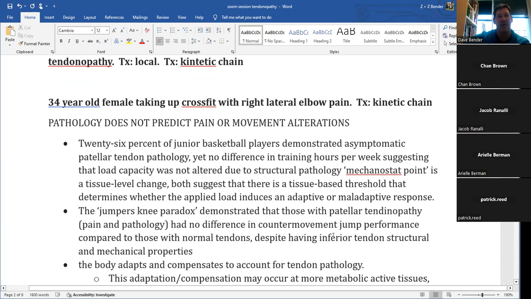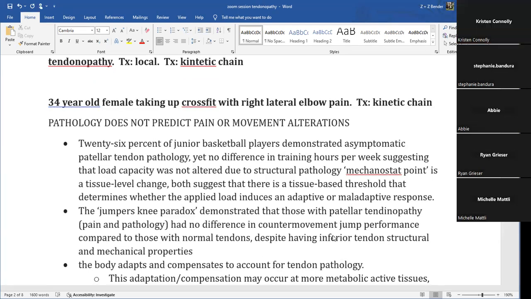Complicating all this is the fact that pathology does not predict pain or movement alterations. In multiple studies, they looked at junior basketball players, and a lot of these individuals had patellar tendon pathology when imaged on ultrasound or MR. What they found is that not all of them had pain. And lots of times these individuals without pain had movement patterns and force production that, because they're getting no nociceptive signal, were essentially the same.